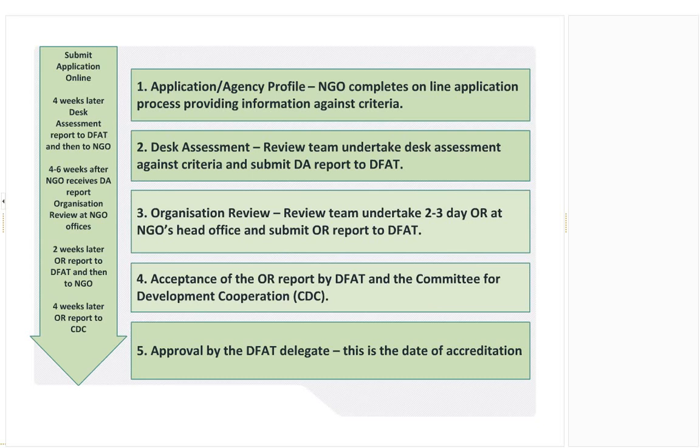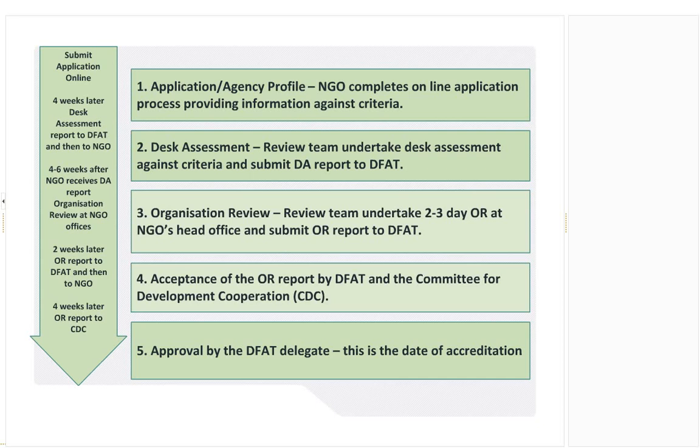On the screen now, I've got a rough overview of the process and the timeline. So the first stage is submitting an application or an agency profile, which is done online. The next stage, DFAT, as I've mentioned before, contracts a review team to undertake the review. So we have 2 development specialists and a financial assessor as part of that review team, along with the DFAT observer. So that review team, once the application's in and DFAT's checked it against the eligibility criteria and made sure it's been completed properly, the review team will undertake a desk assessment.